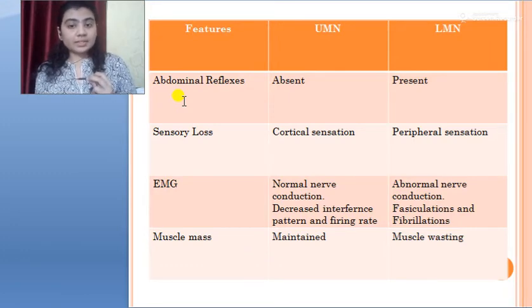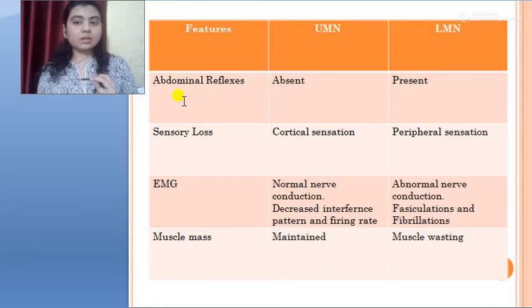If it is a spinal cord injury case at the level of T12, then it may be absent, because at the T12 level of the vertebral column there will be a spinal cord center of the reflex, which is mediated from T10 to T12. So if it involves that segment of the spinal cord, then the reflex can be absent in that condition also.